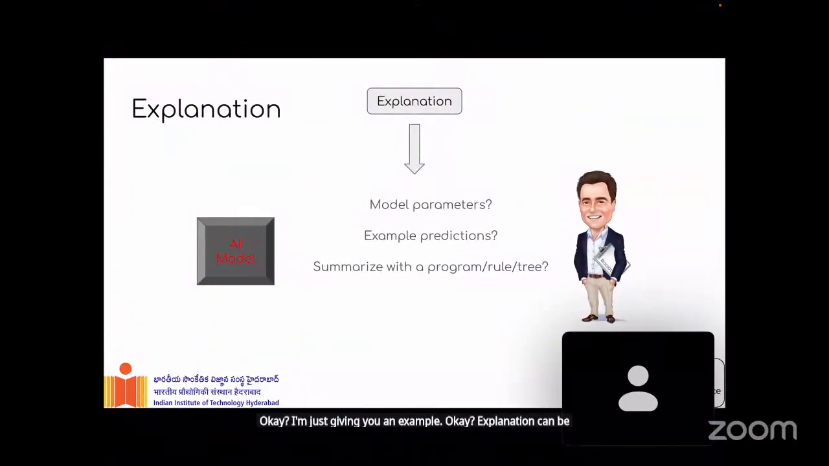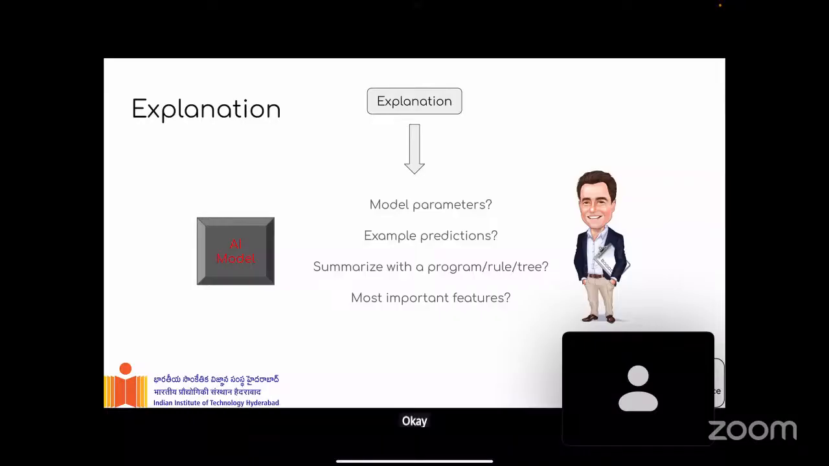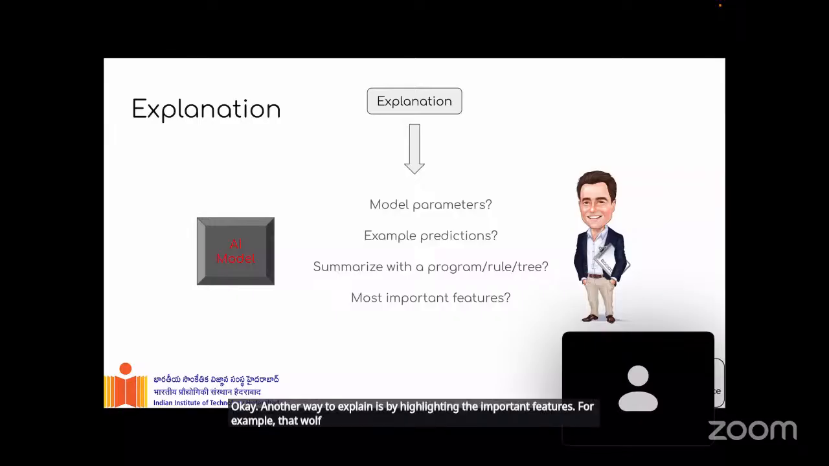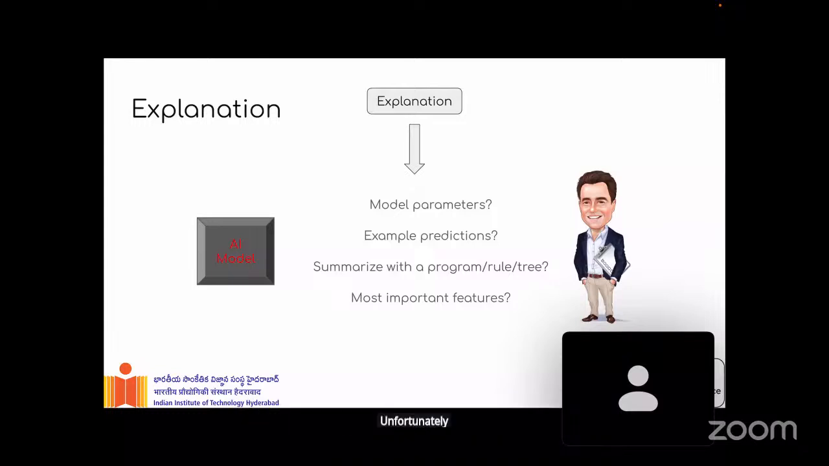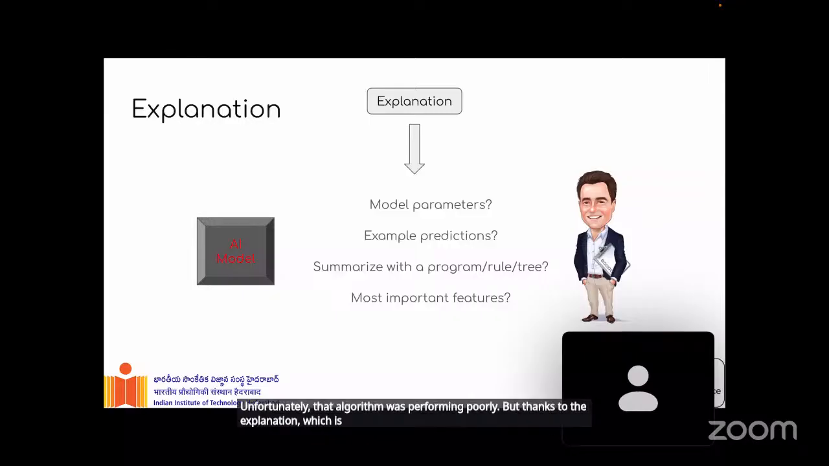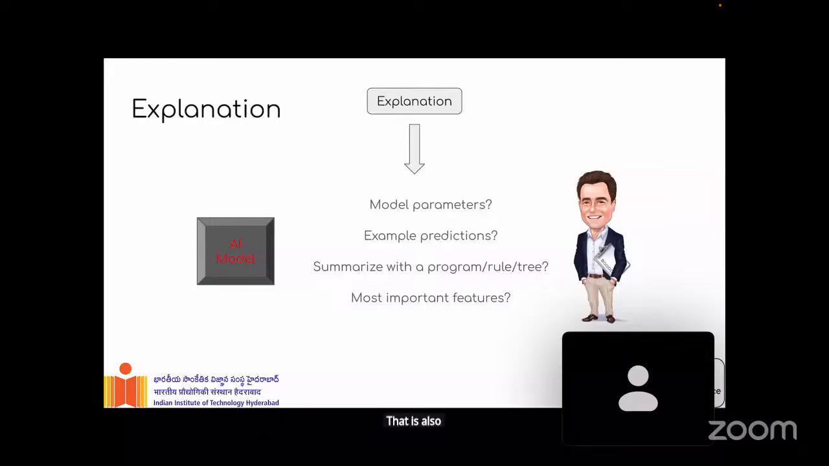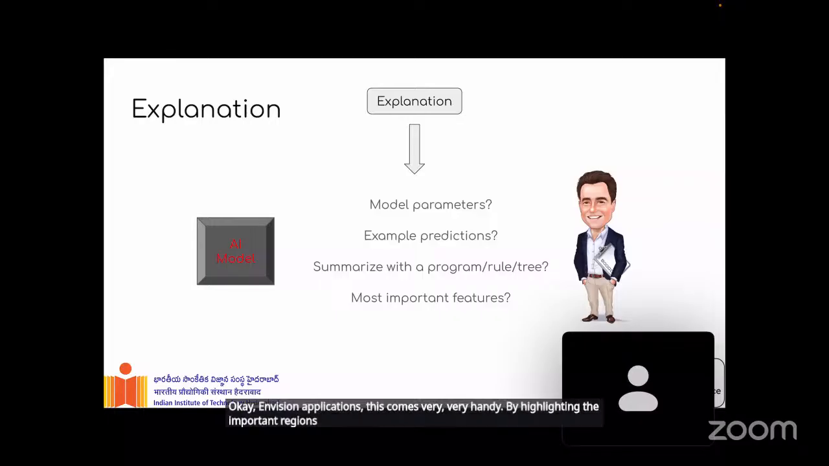An explanation can be a summary in a program style or a set of rules style. That can also be an explanation because it is easy to understand. That is it. Another way to explain is by highlighting the important features. For example, that wolf versus dog, if you see, it highlighted important regions in the input. Unfortunately, that algorithm was performing poorly, but thanks to the explanation, which is highlighting the important features in the input, that is also an explanation why the model predicted what it predicted. In vision applications, this comes very, very handy. By highlighting the important regions, I'm going to show you some examples of that kind.